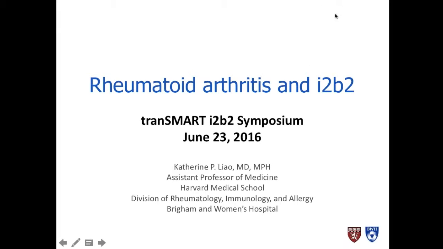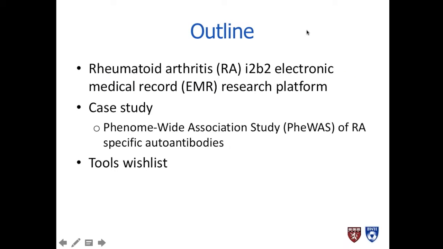So what Paul asked me to talk about today was what I've done with the i2b2 platform from the research side. I'm going to go through a case study about one of my diseases that I studied, which is rheumatoid arthritis. He also tasked me to end with a tools wish list, which I think has already been addressed based on what tranSMART can do. So maybe I'll just alter that a little bit when we get to the slide.